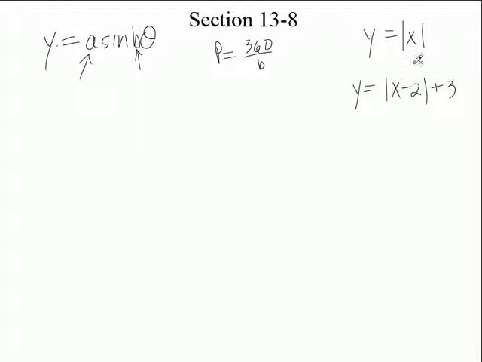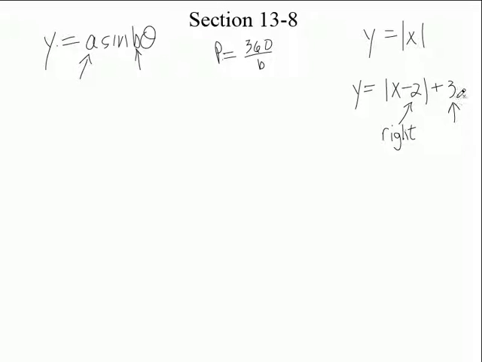Do you remember what this did to that regular V? It moved it. All right, so how many places? 2 places. Which direction? To the right. Even though it's a minus, we discussed that. I'm not going to go through the whole reasoning behind it. We talked about it earlier in the year. So that moved it 2 places to the right.